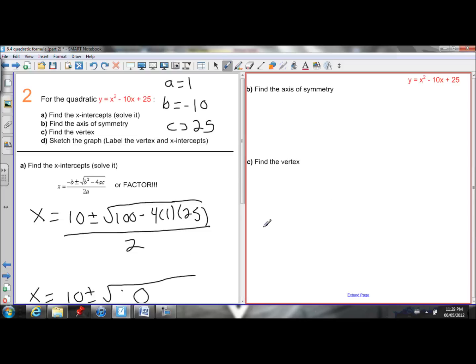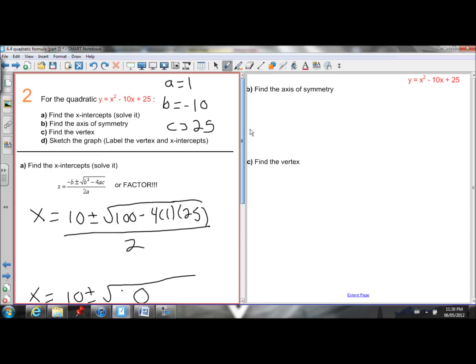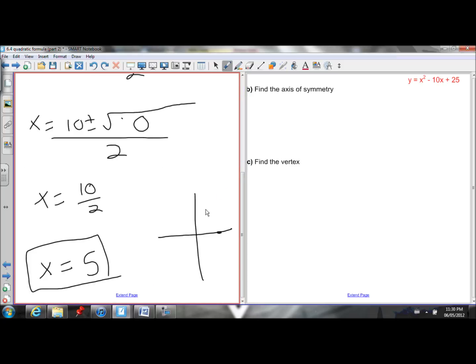So what that looks like, if I remember, if I only have one x-intercept, that means my parabola is going to touch the x-axis at 5. Okay, it's going to touch the x-axis at 5, and that's the vertex, at the x-axis. It doesn't go through there, it just touches it there. That's why there's only one solution. So it's going to look something like this. But to graph it exactly, we're going to have to do some more work.